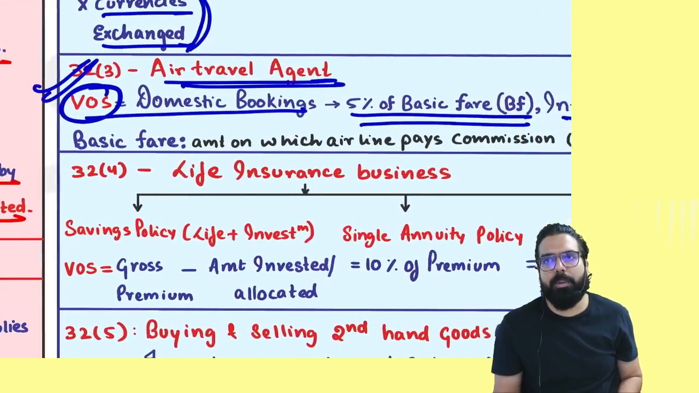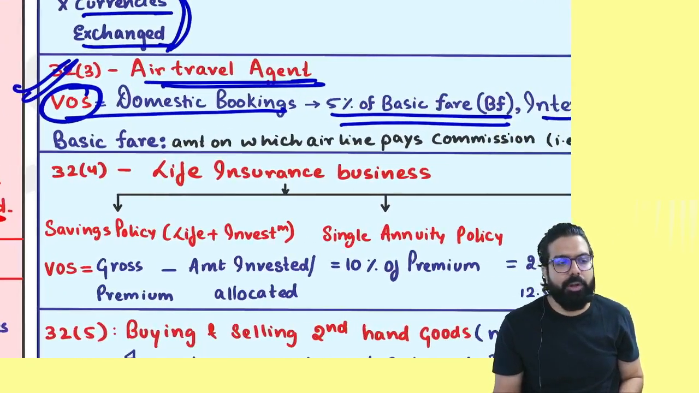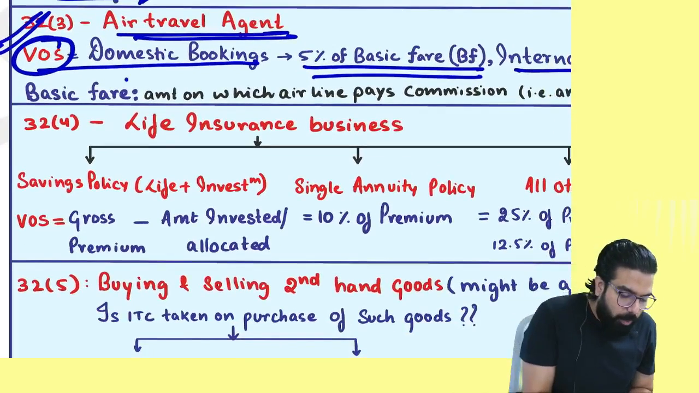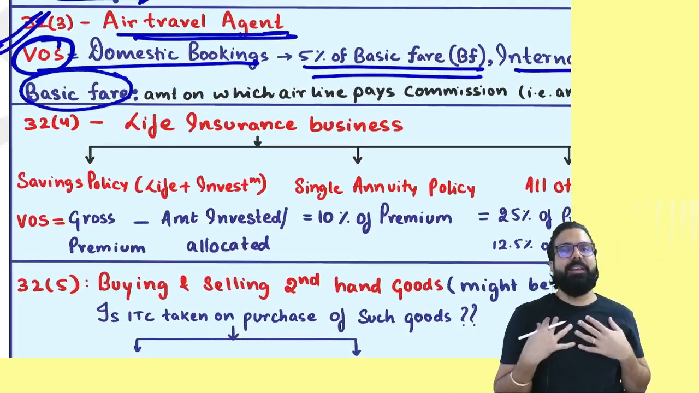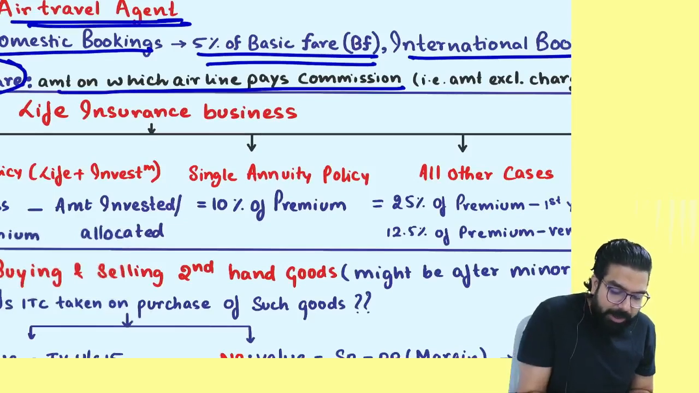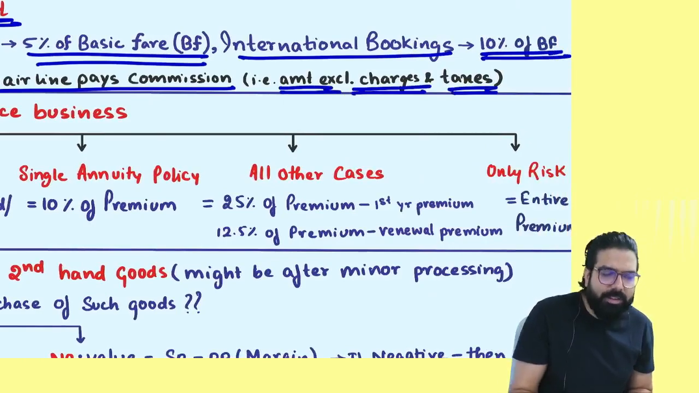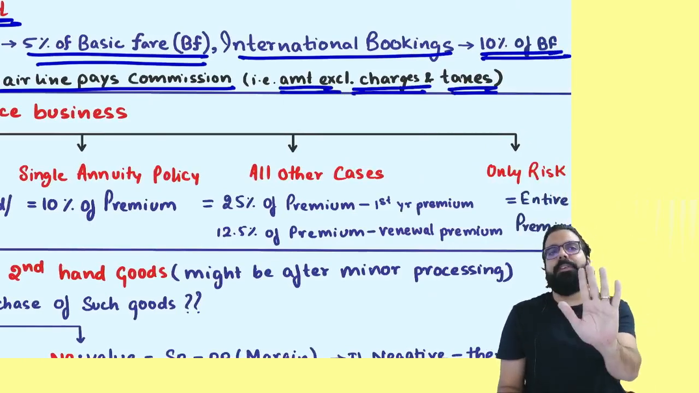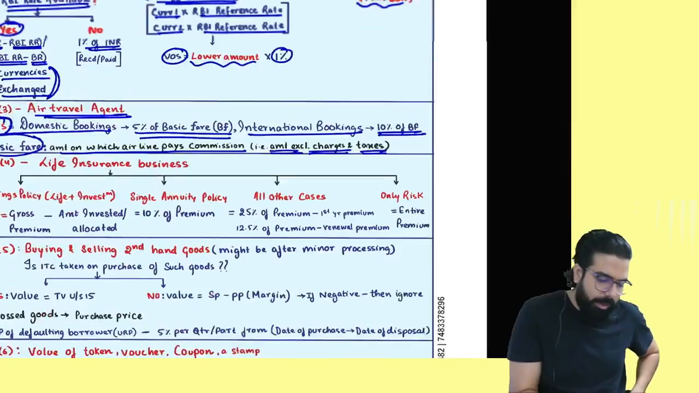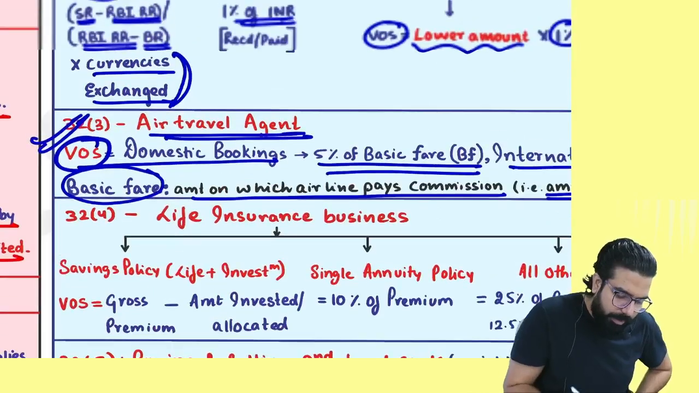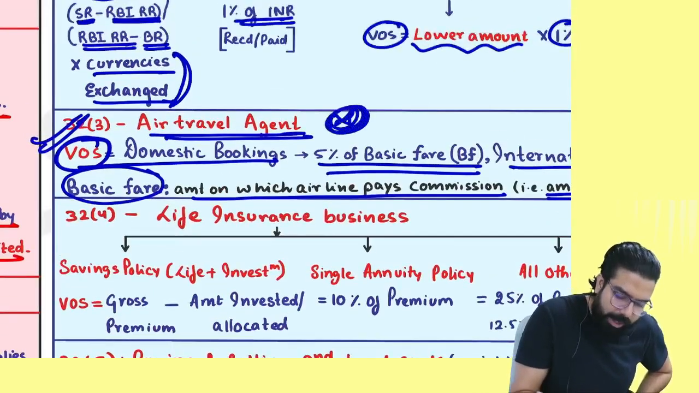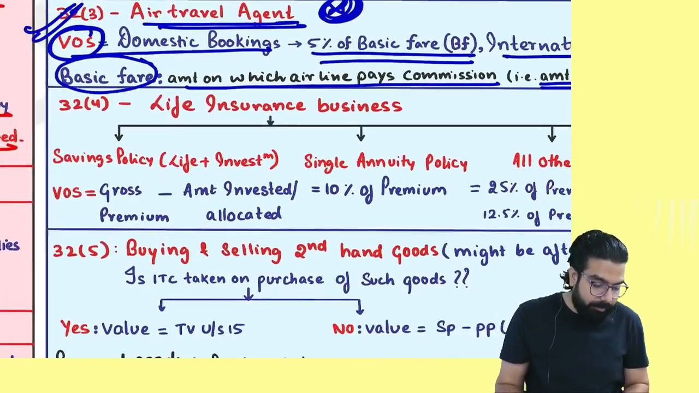Sir, domestic booking how much? 5%. International booking how much? 10%. What do you mean by basic fare? Basic fare is the fare on which the airline pays commission to me. That is, the amount excluding the charges, taxes, etc. The basic fare, 5% or 10%. This one also they have asked 1 or 2 times as a 2-mark question. Please mark it.